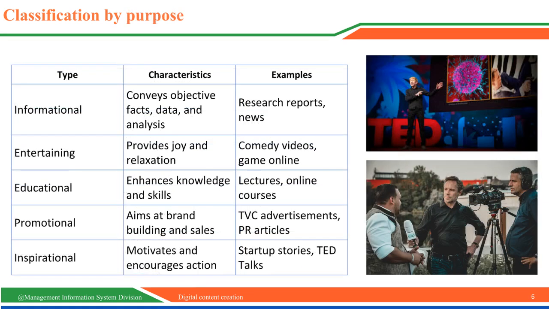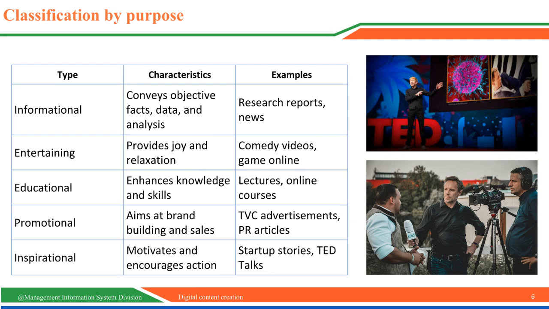In the digital world, content differs not only in form but is also classified according to the goal it aims to achieve. Understanding the goal helps us select, produce, and use digital content more effectively. There are 4 main goals.